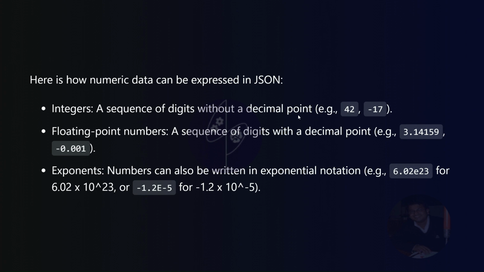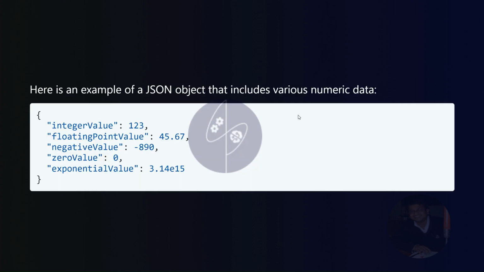Here is how numeric data can be expressed in JSON. Integers: a sequence of digits without a decimal point, example, 42, -17. Floating point numbers: a sequence of digits with a decimal point, example, 3.14159, -0.001. Exponents: numbers can also be written in exponential notation like this given example.